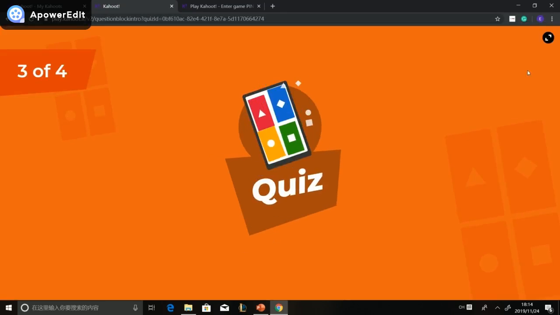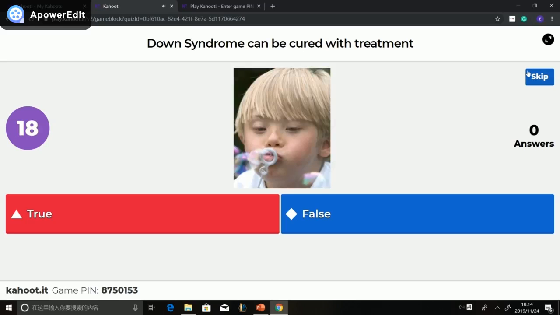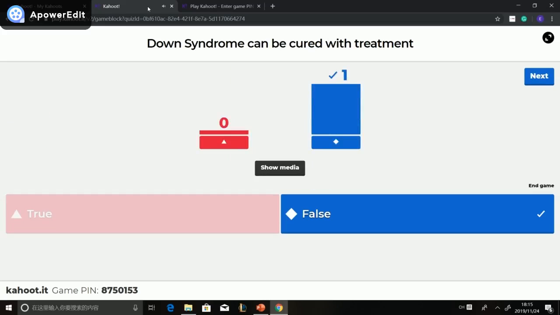Third, Down syndrome can be cured with treatment. Okay, it's false. The reason I chose false is because Down syndrome is a genetic disorder, so it cannot be cured with treatment. It's so sad. Next.